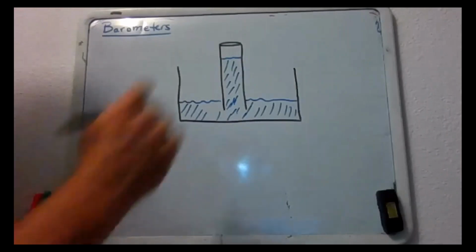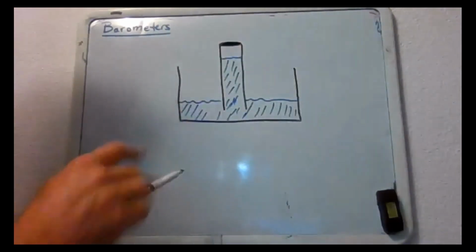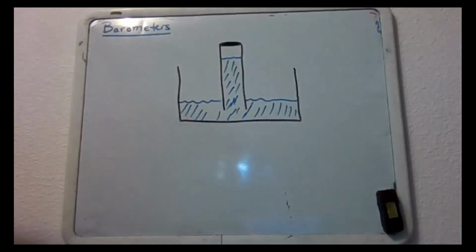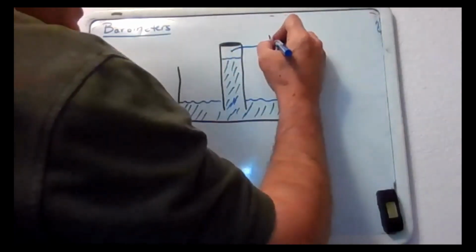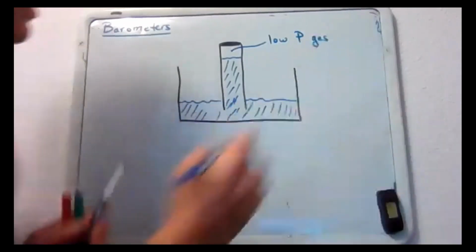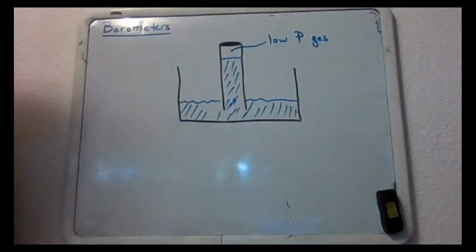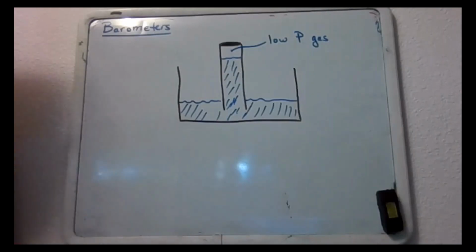If we change the situation though, we seal the top. And if we ended up having a low pressure in here like this, a really low pressure gas, then we might have a chance of this actually working. So let's just go through it. And again, you don't need to copy this down, just trying to build up your intuition.